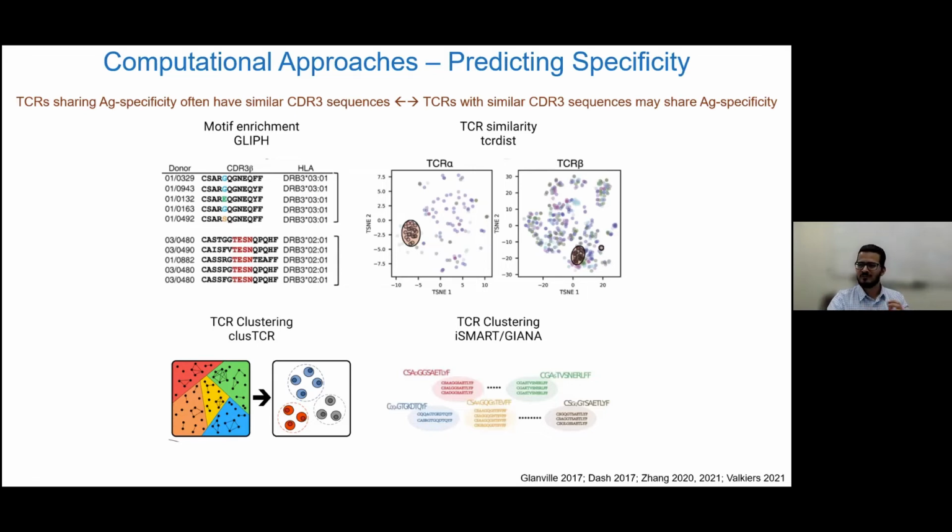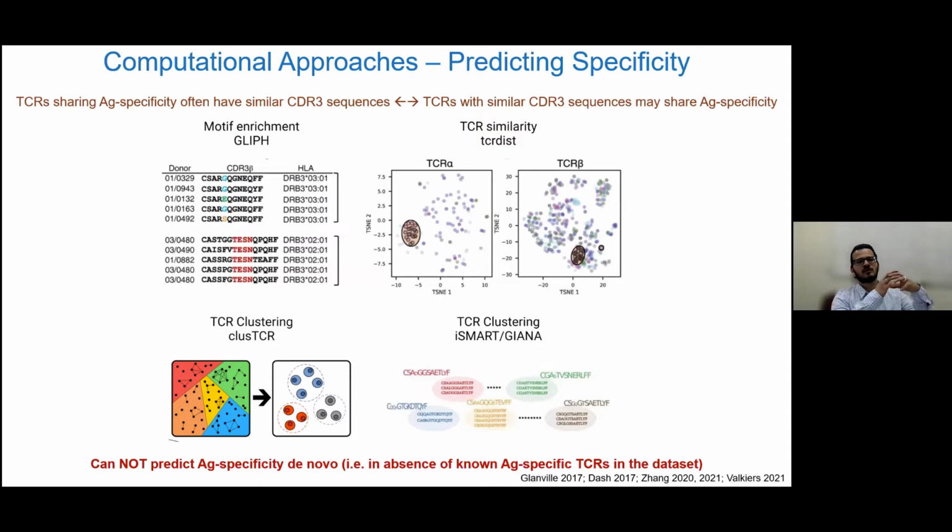However, the caveat of these methods is that in absence of any known antigen-specific TCRs in the dataset, they cannot predict antigen specificity de novo. But where they can be helpful is that if you identify there is a cluster of TCRs that's highly similar, and one of those TCRs is a known antigen-specific TCR, then you can hypothesize reasonably that remaining TCRs in that cluster are recognizing the same antigen.